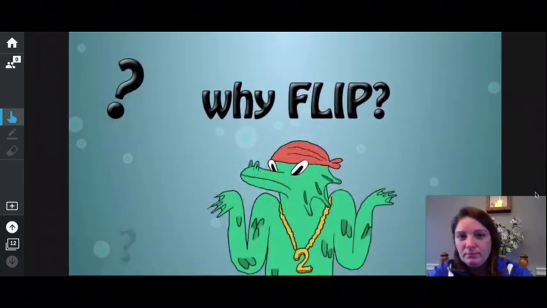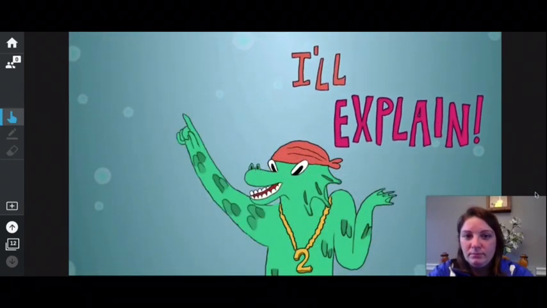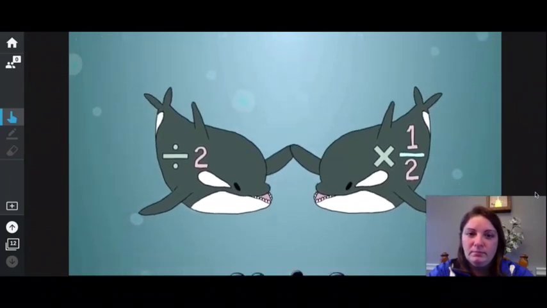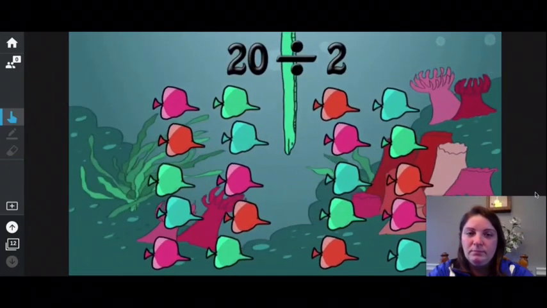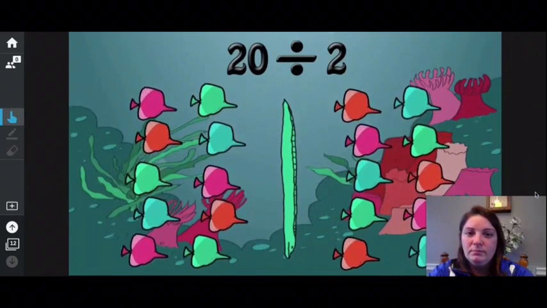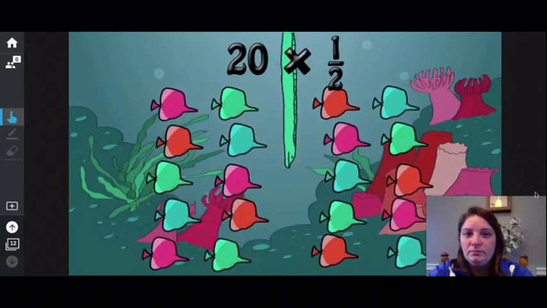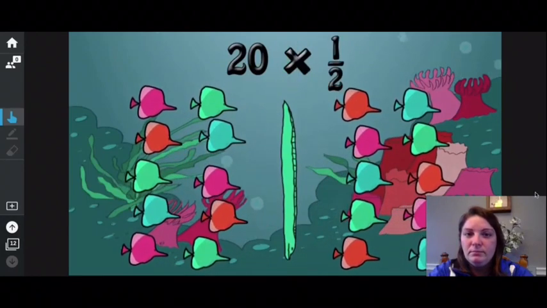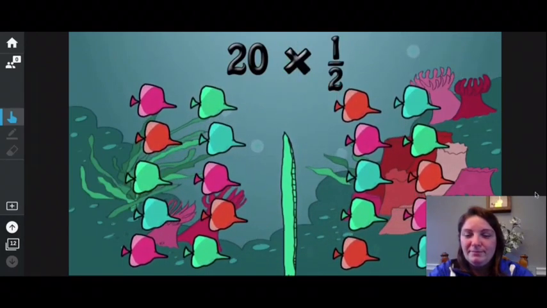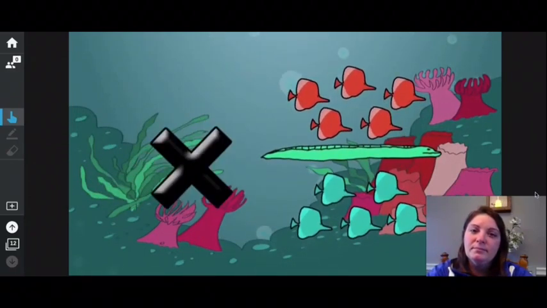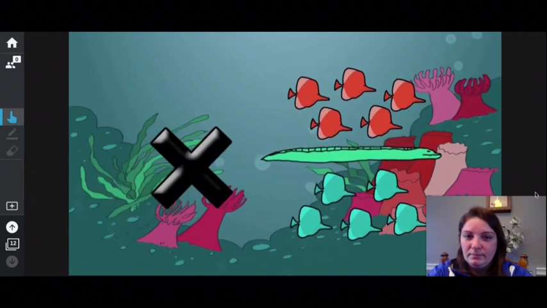Why do we flip it? I'll explain the math. Dividing by 2 is the same as multiplying by half. 20 students in your class divided by 2 would be 10 students. Or we can do 20 students in your class times half is 10. You'll see, you get the same thing at the end. Dividing is multiplying by the reciprocal. Keep, change, flip. Yeah, that's the simple rule.